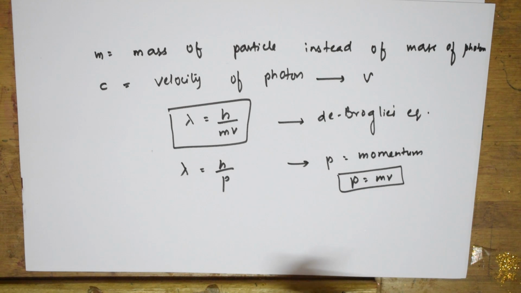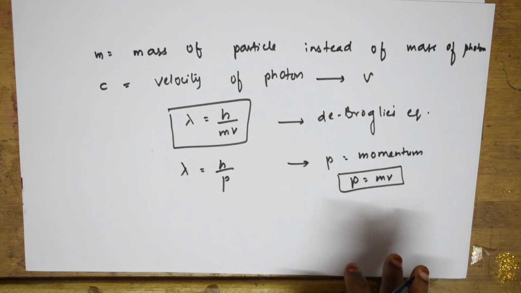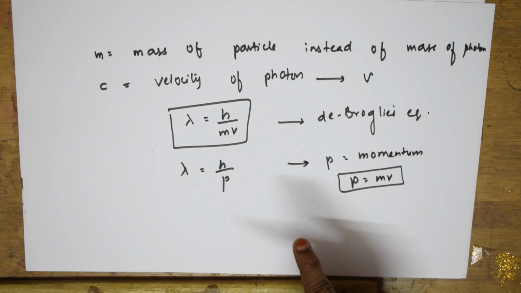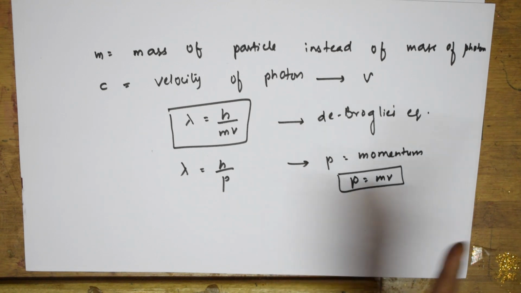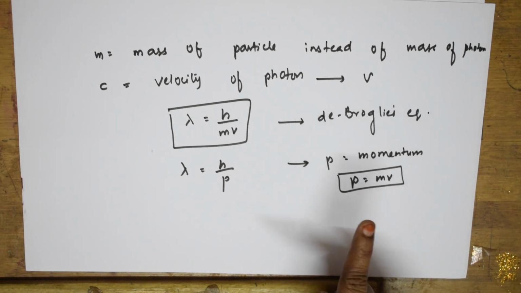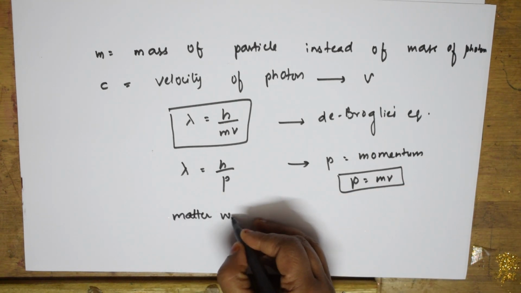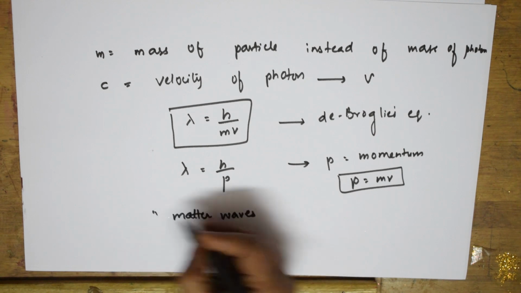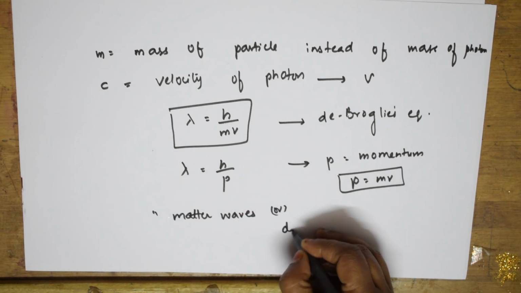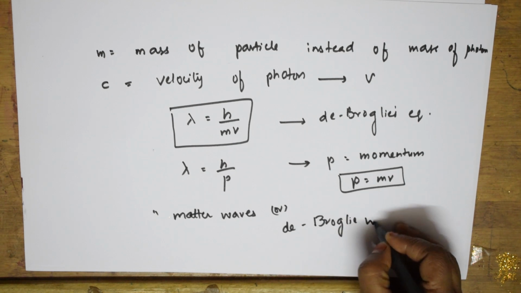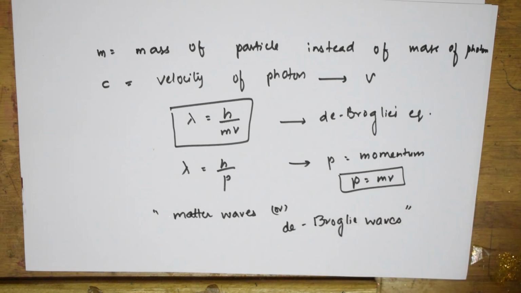Now this de Broglie equation, what did he say? The waves associated with the material particles are material waves. Here, instead of particles, you will be using matter waves. These are also called matter waves or de Broglie waves. You will not use particle. This is a simple change.